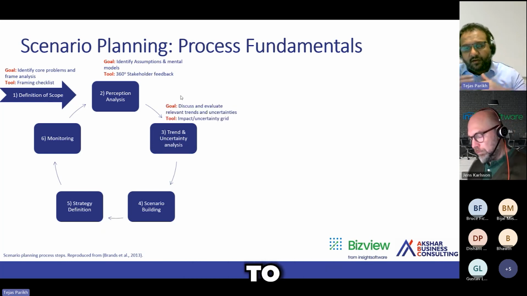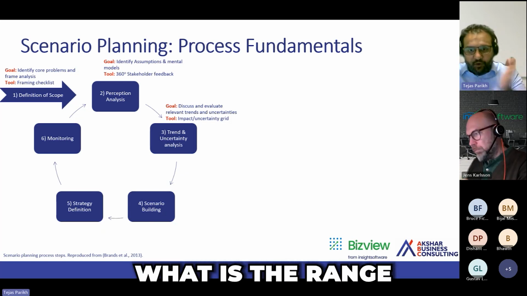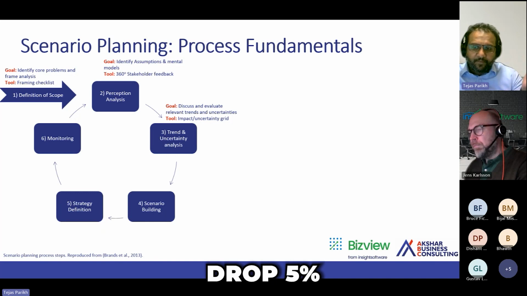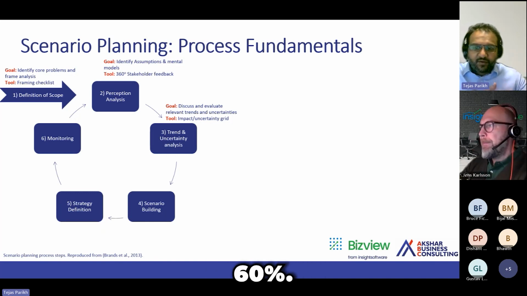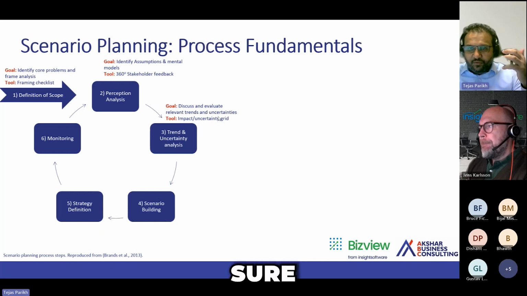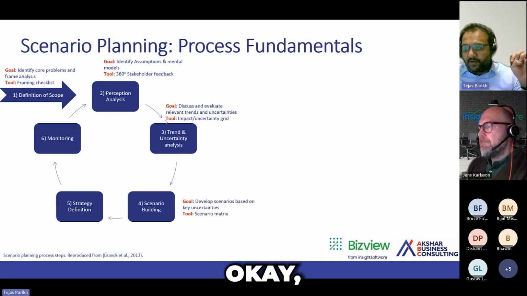Impact and uncertainty: discuss the variability. For example, what if sales drop 50%? So what is the range you want to work with? Sales drop 5% to 15%, or sales drop, I don't know, 40% to 60%. So make sure you get some kind of grids around that to get an understanding of what you want to cover. Okay.